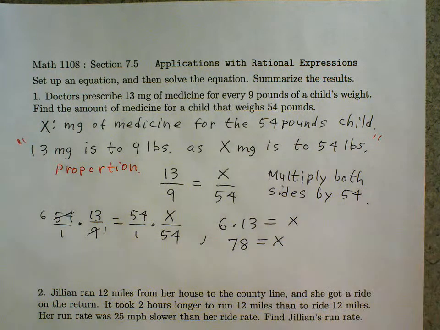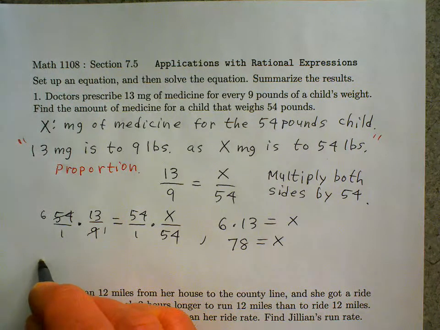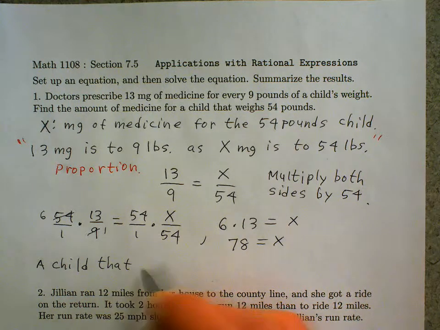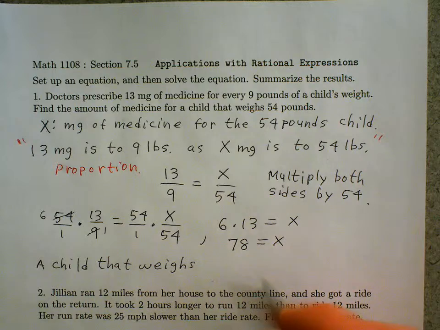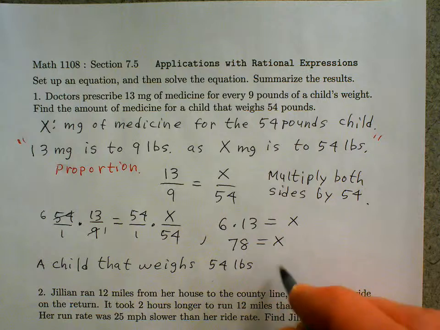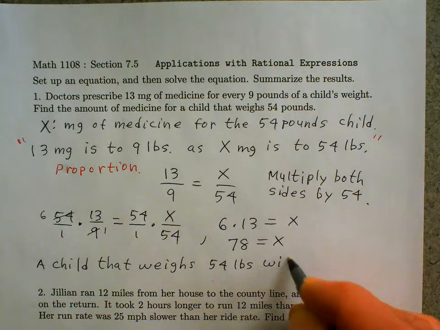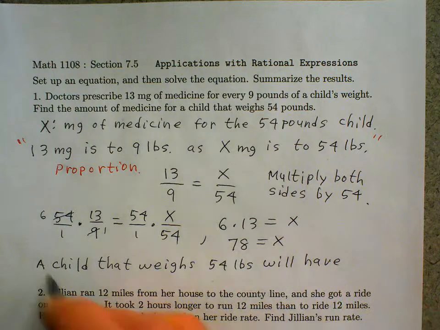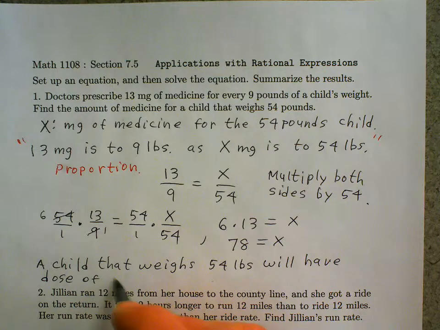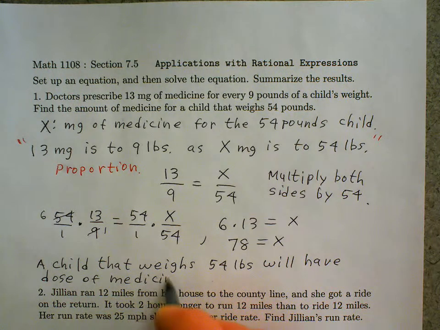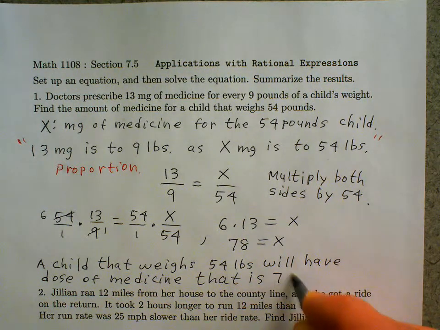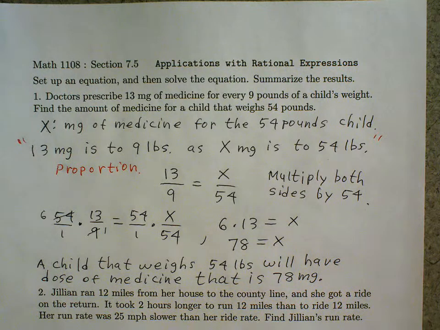To summarize the results, we could just write: a child that weighs 54 pounds will have a dose of medicine that is 78 milligrams, or something like that.